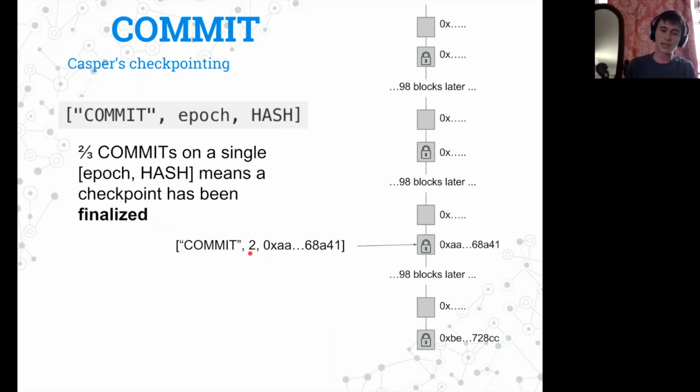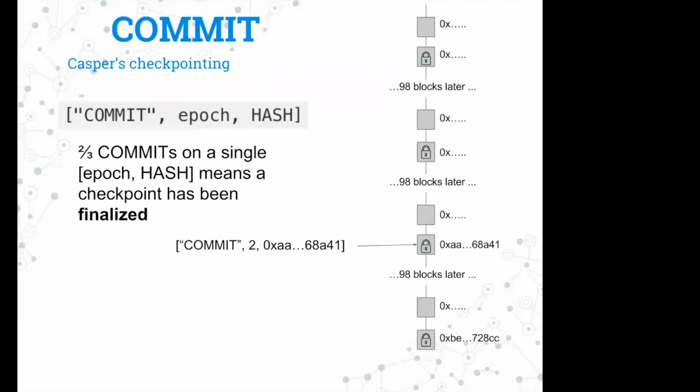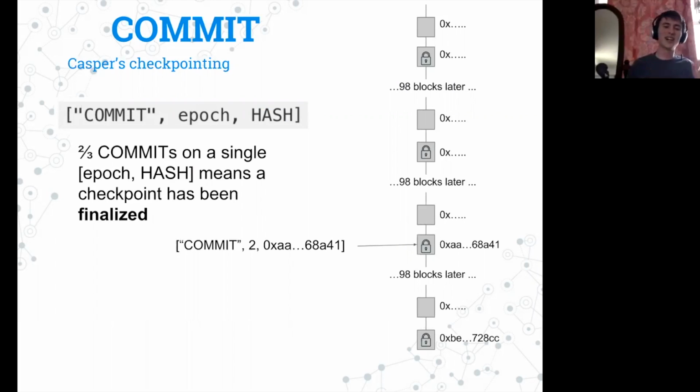This is, second epoch, here's the hash. Pretty straightforward, hopefully. I have a question. Sure. Is it 2/3 of people, or is it 2/3 of the total deposits? Awesome question. It is 2/3 of total deposits.